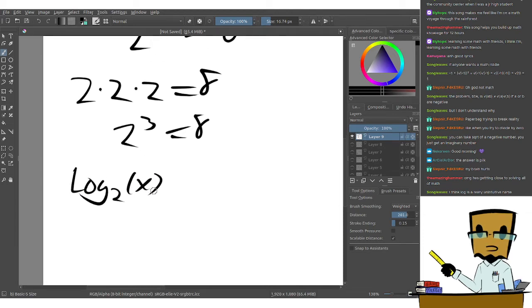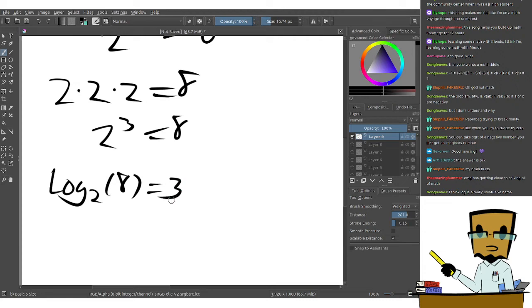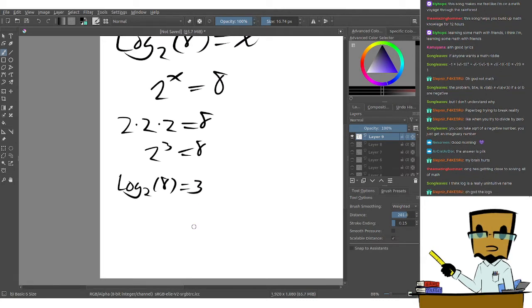The real answer here is, whenever something says log, you just plug it into your calculator. Although it is good to understand what it does.